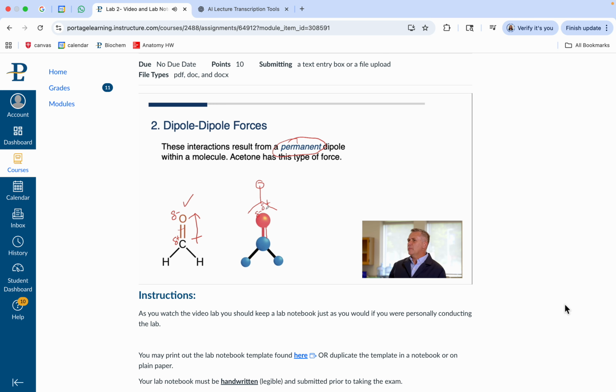And so because biological compounds have lots of carbon and oxygen and nitrogen, these can create dipole-dipole interactions, which are cohesive and also attractive.